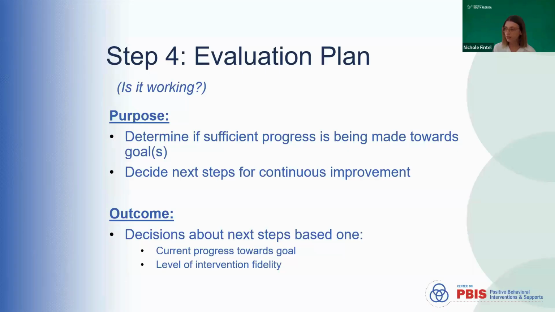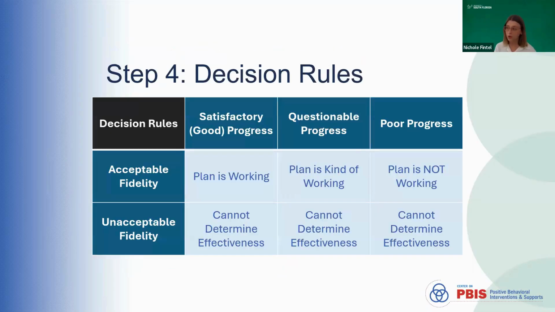All right, finally, step 4 of our problem-solving process brings us back to the data, where we ask, is it working? And are we making sufficient progress towards our goal, and what do we do next? An important part of step 4 is examining the evaluation data using those decision rules that we established in step 3. So this matrix helps us stay objective by looking at our progress and fidelity data together.